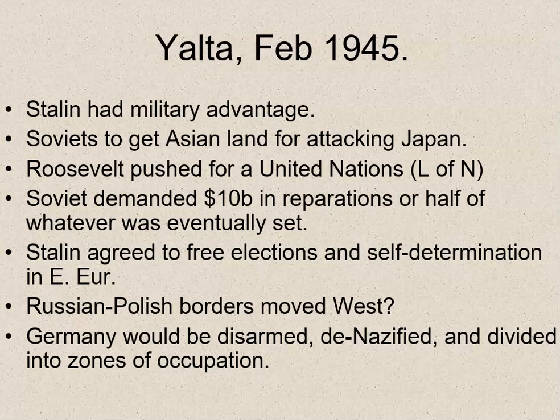Once again, the borders between Russia and Poland and Germany and so on were discussed, and it was thought that the Russian border would be moved into areas that used to be Polish, and the Polish border would be moved into areas that used to be Germany. And then everybody agreed that Germany would be completely disarmed. It would be denazified. Anybody who had been in power who was a Nazi should be removed from power and never have power in a post-war Germany. And then Germany too would be divided into zones of occupation between the four winners of the war, the fourth winner being France.